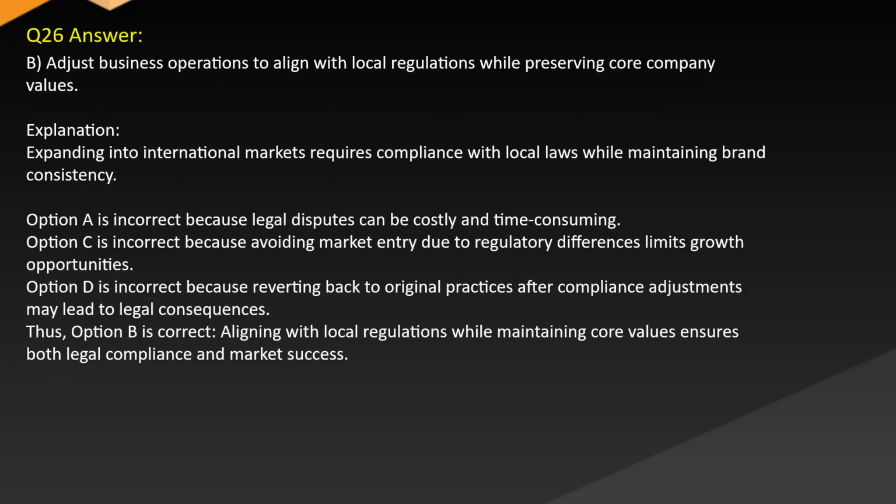Answer: B. Adjust business operations to align with local regulations while preserving core company values. Explanation: expanding into international markets requires compliance with local laws while maintaining brand consistency. Option A is incorrect because legal disputes can be costly and time-consuming. Option C is incorrect because avoiding market entry due to regulatory differences limits growth opportunities. Option D is incorrect because reverting back to original practices after compliance adjustments may lead to legal consequences. Thus, option B is correct. Aligning with local regulations while maintaining core values ensures both legal compliance and market success.